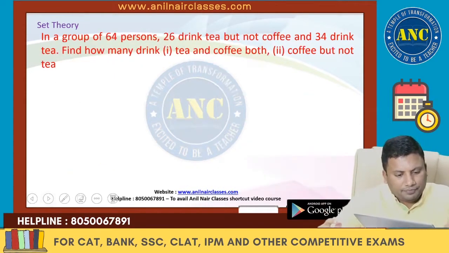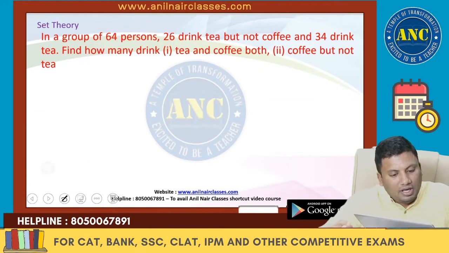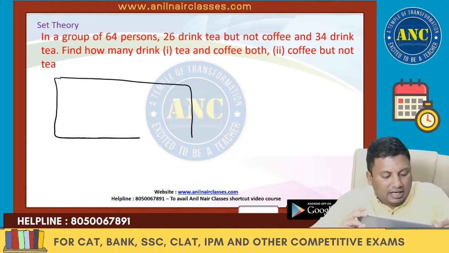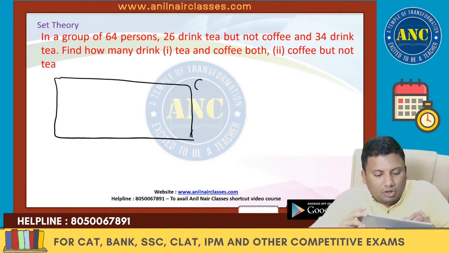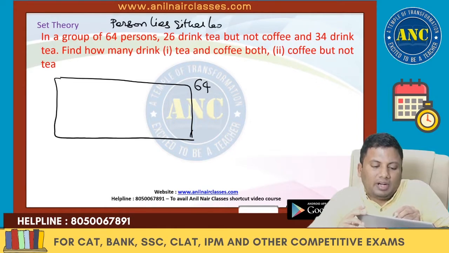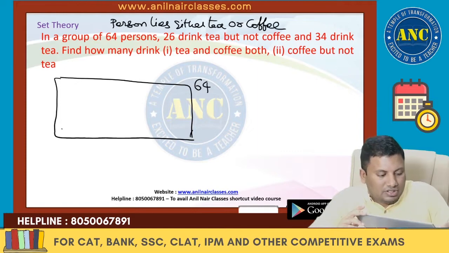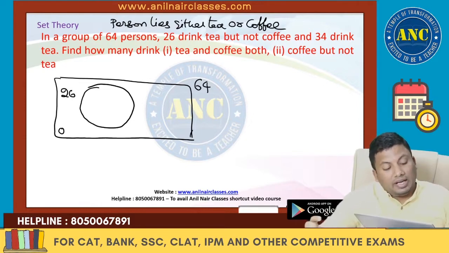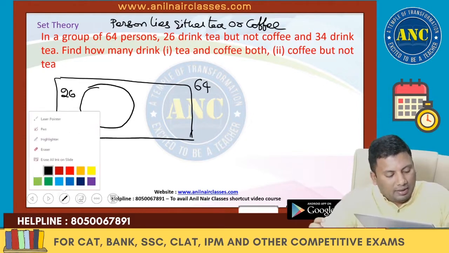Next one. In a group of 64 persons, there are people who like tea and there are people who like coffee. Total 64. Right? Every person likes either tea or coffee. It should be given, otherwise neither A nor B, it will be 0. There are people who like tea, tea but not coffee. Okay, I will come back to it.